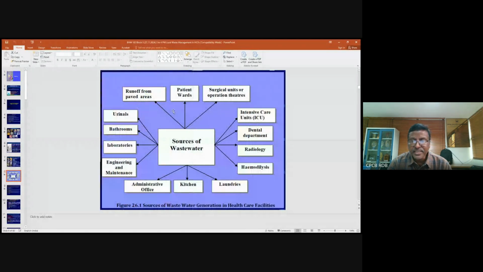Therefore, these are pictorially shown, the various sources of wastewater: intensive care units, dental departments, radiology, hemodialysis, laundries, kitchen, administrative office, engineering and maintenance, laboratories, bathrooms, urinals, runoff from paved areas, which includes rooftop runoff, and also patient wards, surgical units, or operating theaters. These are the possible sources of wastewater generation that we should remember.